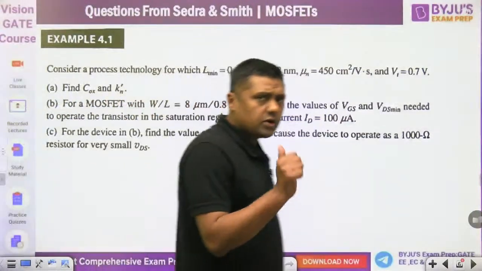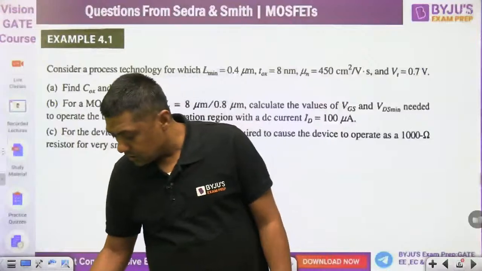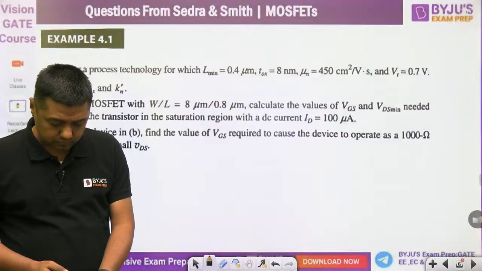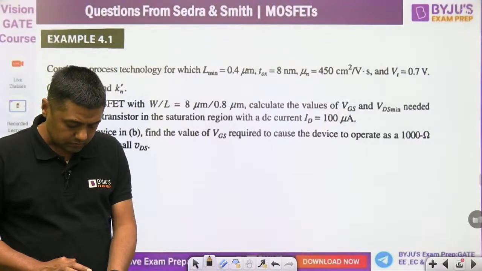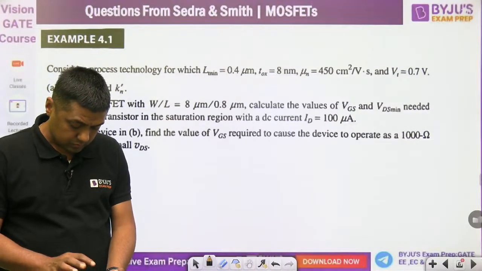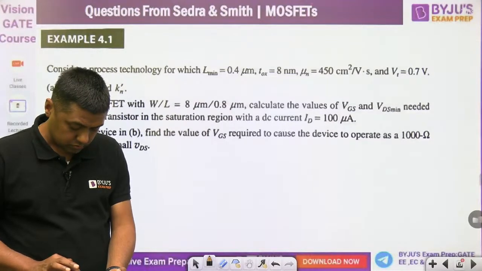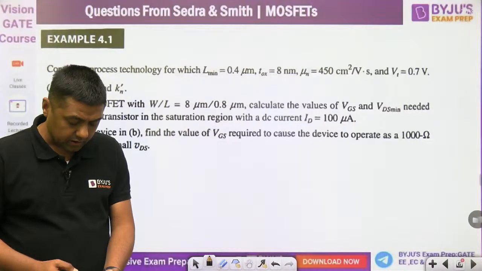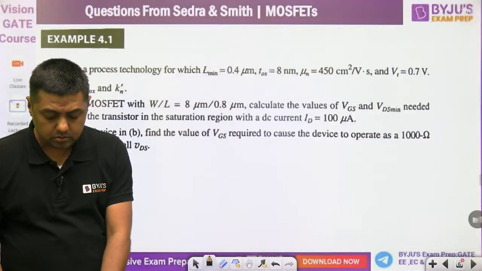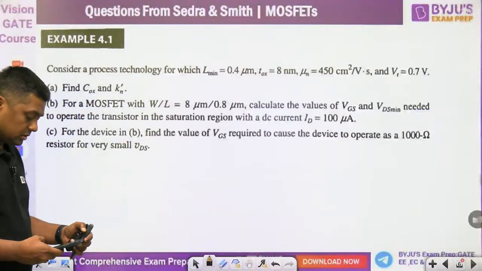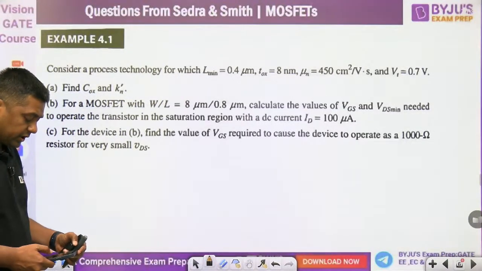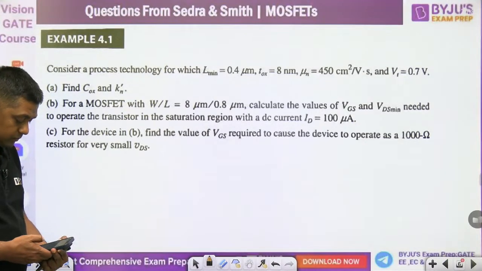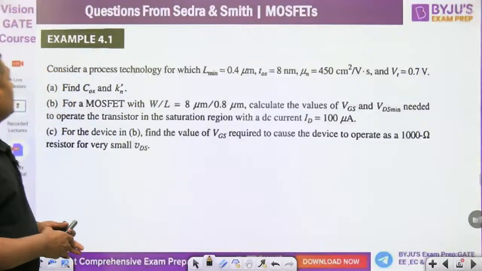Now this is the first question. Try to solve this question, everyone. What is the answer for this one? Read the question carefully. Okay, now it is visible.